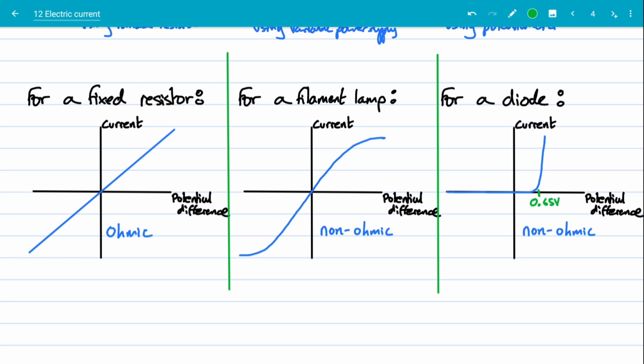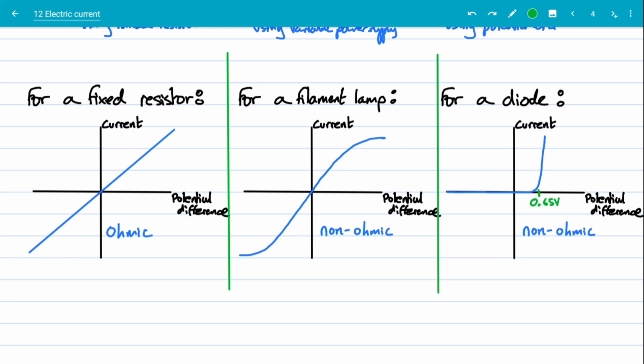It's a knee, but it doesn't happen straight away. That's very interesting. The reason why that happens I can go into detail with, but it's not required for your A-level, so I'm reluctant to do it now. But these are the characteristics you'll expect to see.